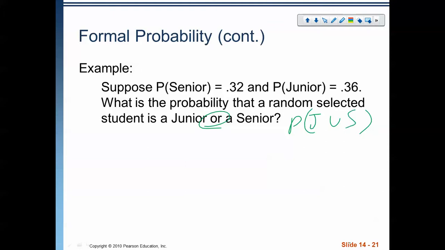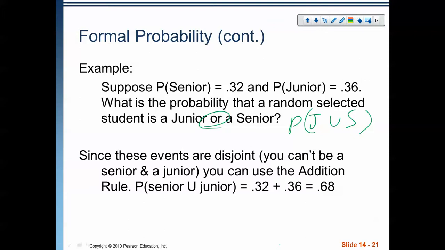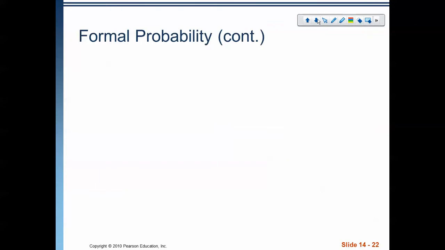Are these two events mutually exclusive? Can I be both a junior and a senior at the same time? No, we can't. So they're disjoint, mutually exclusive, same thing. Which means we can use the addition rule to solve this. P of senior or junior is 0.32 plus 0.36 equals 0.68. So there's a 0.68 chance of choosing a junior or a senior because they are disjoint events. Next example.